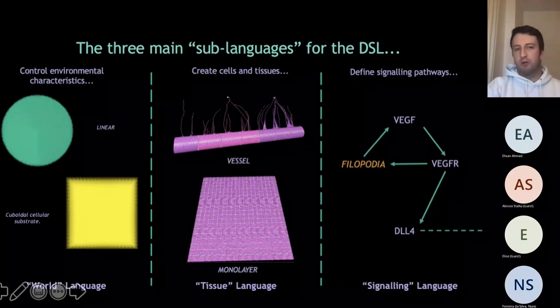So you can do things like describe a blood vessel cell and then have it arranged in a vessel shape, or have it arranged as a sort of 2D flat monolayer, as we term it. And the last thing, which I'm going to spend a bit of time explaining, is a language which lets you describe essentially communication pathways between cells, like this VEGFR delta-like 4 pathway that I was explaining earlier.